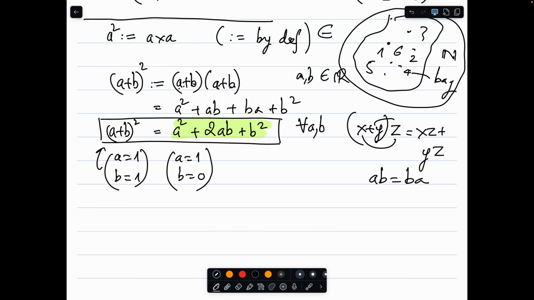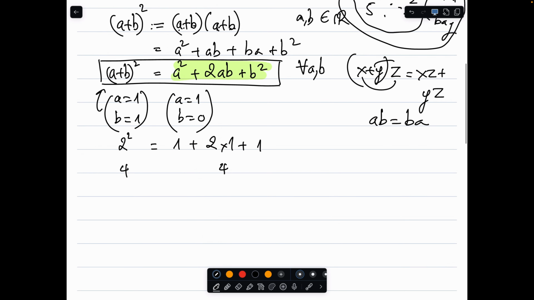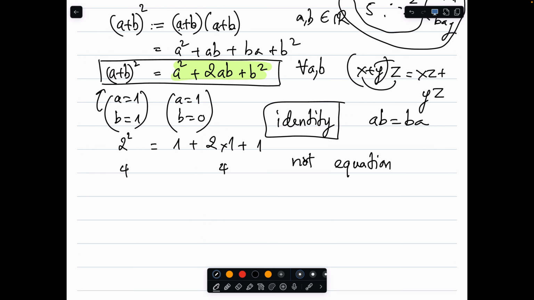Okay, I try with this for you to see. 1 plus 1 is 2, so this is 4, right? Here 1 squared is 1, 2ab is 2, and b squared is 1, so it's also 4. Okay, that's why it's called an identity. This is not an equation. Okay, not an equation, because an equation is only valid for certain values. Okay, like this one.